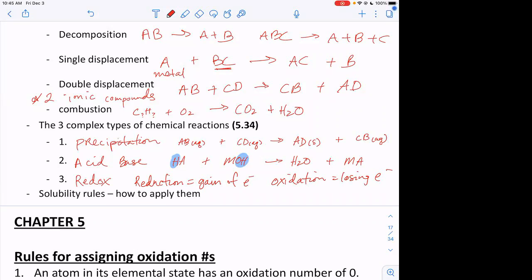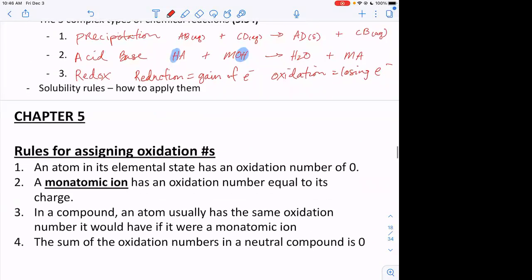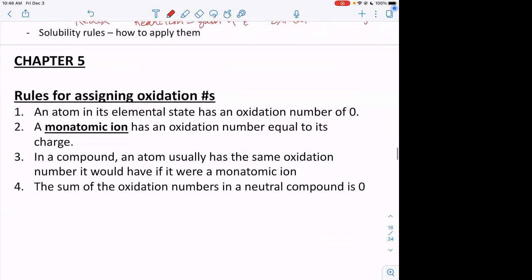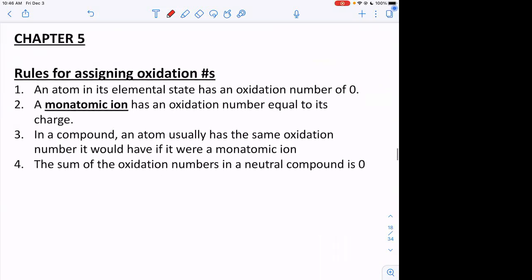And then solubility rules, how to apply them. That ties in with precipitation reactions. And then we're going to practice some redox, because if we're going to practice one of these, we're going to practice that one. Here are the rules for assigning oxidation numbers, because when you're doing a redox reaction, if you're trying to figure out whether this reaction is redox or not, you want to see if anything is changing charge, or oxidation numbers.